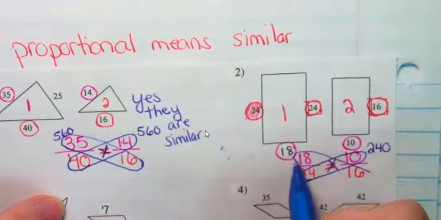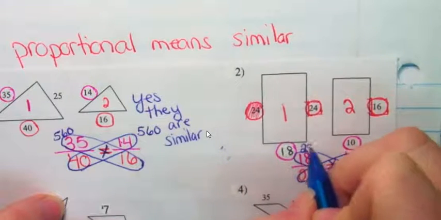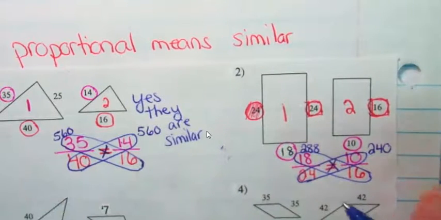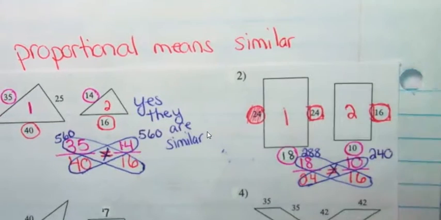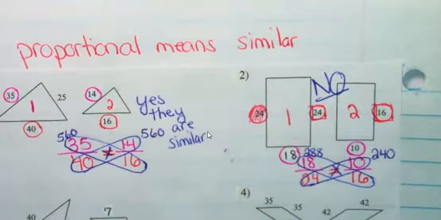And then I can do my other side. I'm going to do 18 times 16. And I can see that that is 288. Well, this time we have a problem. Did we get the same numbers? We did not, so I'm going to put a big no here, as in no, they are not similar figures, because our things were not proportional. So no, they were not proportional.